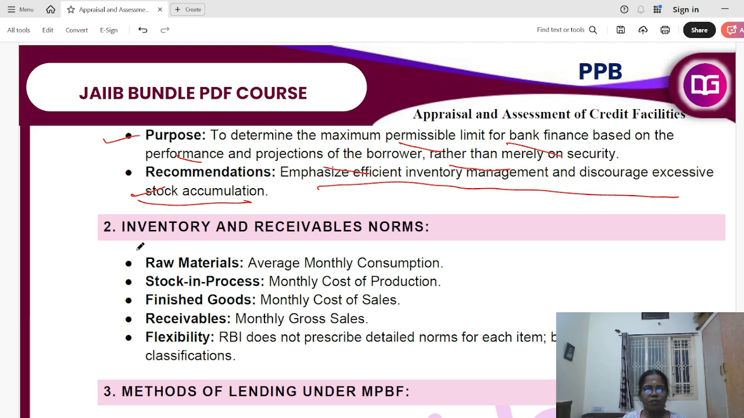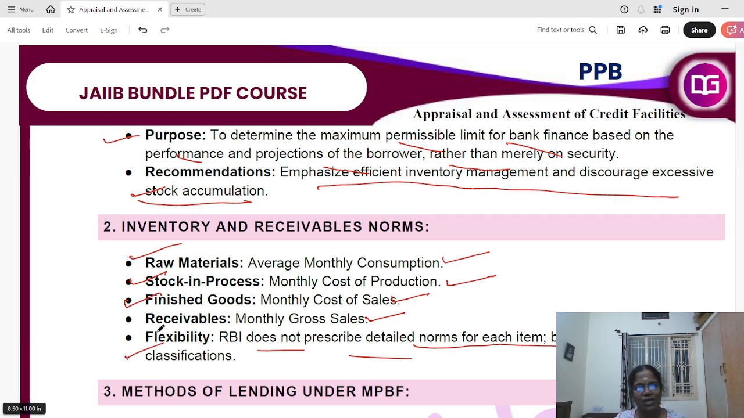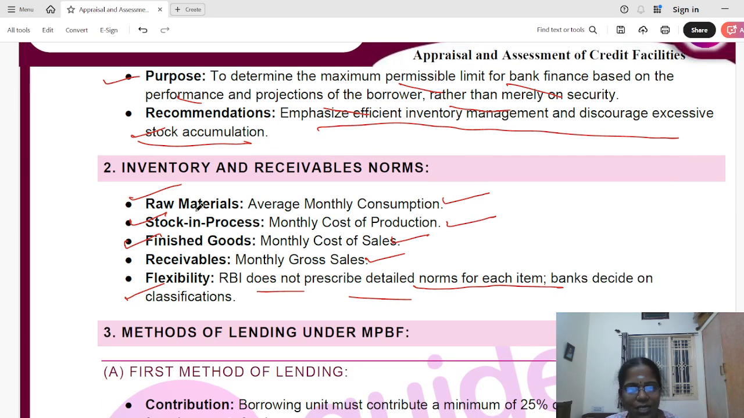Inventory and receivable norms. Raw material: average monthly consumption should be taken into account. Stock in progress: monthly cost of production, ஒவ்வொரு மந்த்துக்கும் அதை ப்ரொடியூஸ் பண்ணுறதுக்கு எவ்வளோ காஸ்ட். Finished goods: monthly cost of sales, ஒவ்வொரு மந்த் எவ்வளோ வந்து சேல் ஆயிருக்கு. Receivable based on the monthly gross sales. Flexibility: RBI does not prescribe the detailed norms for each item. Banks decide on classifications. Based on the classification, bank will decide.